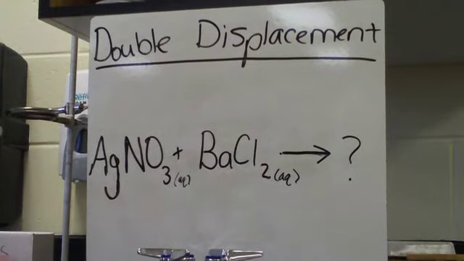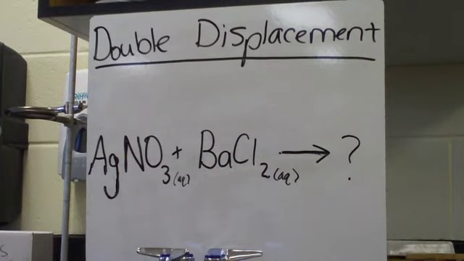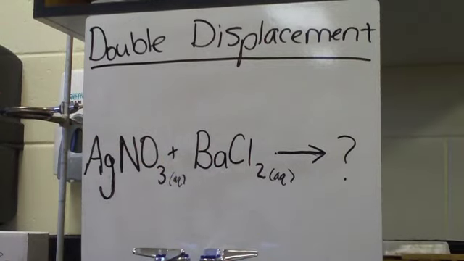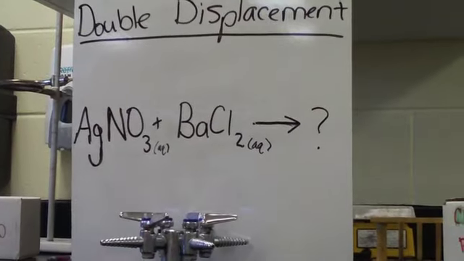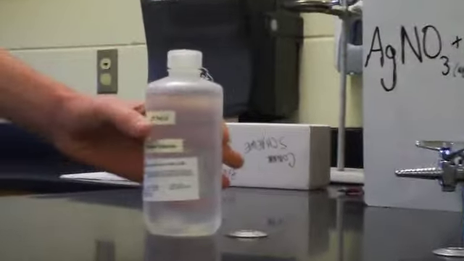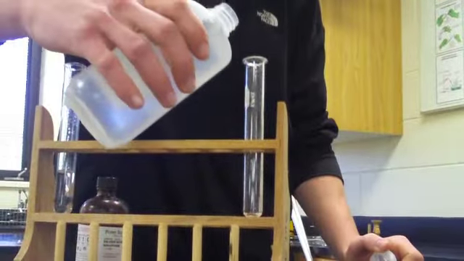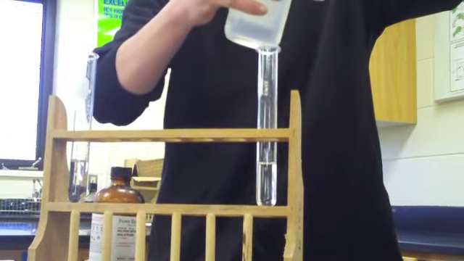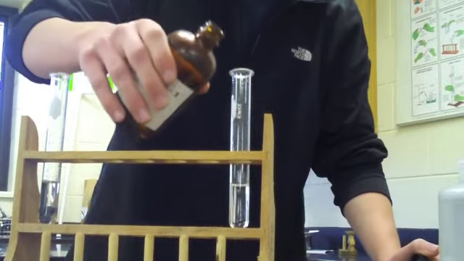Now we have a double displacement reaction, which is where the cation of one aqueous solution, both of these solutions are aqueous, switches with an anion of another to produce a precipitate. We have barium chloride right here, and we're going to pour that into a test tube. Now we have silver nitrate, and we're going to slowly pour that into the same test tube.